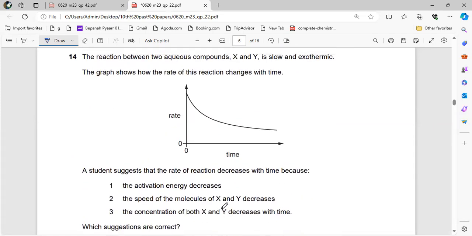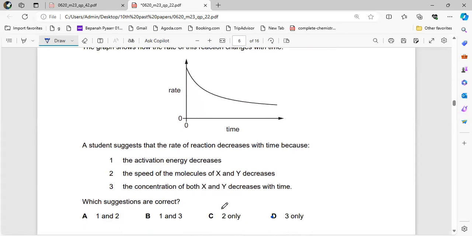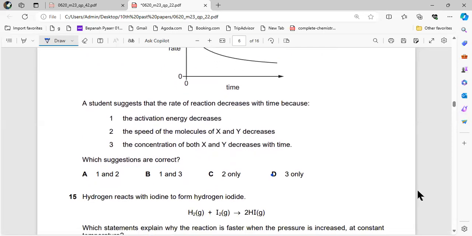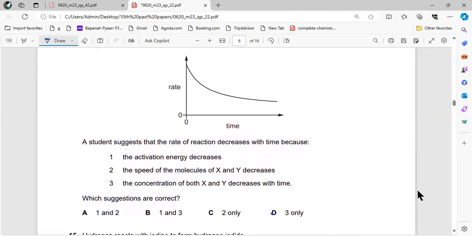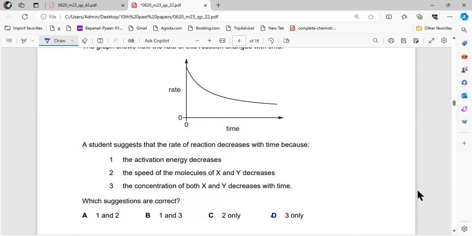The reaction between two aqueous compounds X and Y is slow and exothermic. The graph shows how the rate of this reaction changes with time. A student suggests that the rate of reaction decreases with time because the activation energy decreases, the speed of the molecules of X and Y decreases, the concentration of both X and Y decreases with time. As time passes, the reactants are reacting with each other, and because the reactants are converted into products, that is why their concentration decreases. So option D is the correct answer.